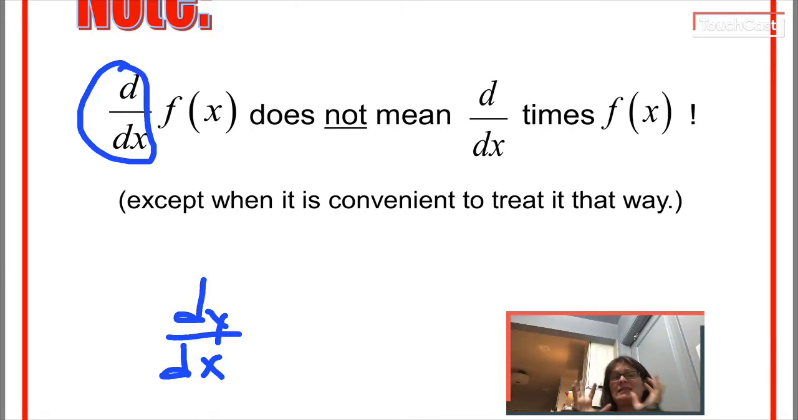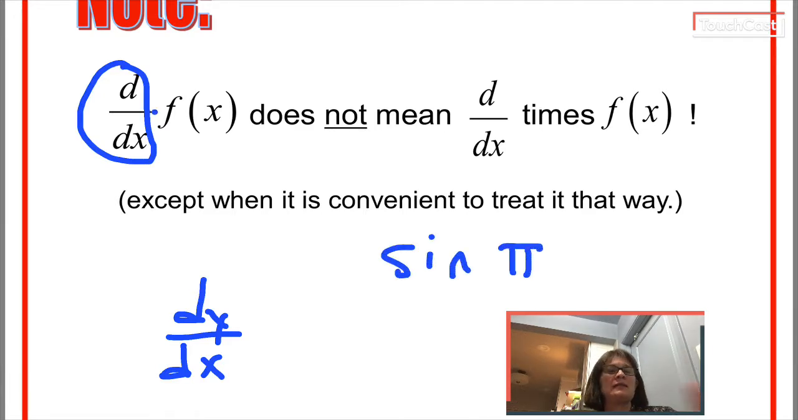It's an operator that says take the derivative of whatever comes after me. And so in the same way that sine of pi means take the sine of whatever comes after me, so I can take the sine of pi, d dx of f of x means take the derivative of whatever comes after me.